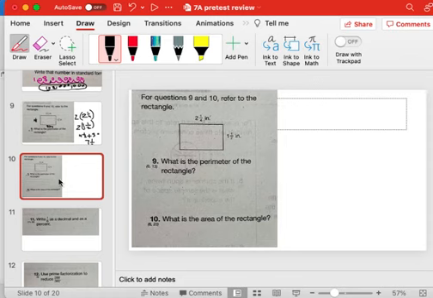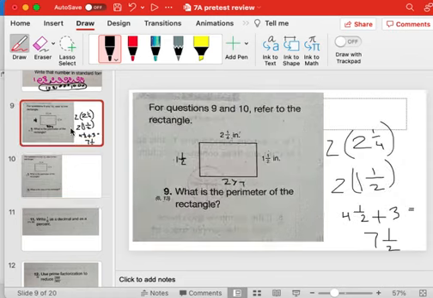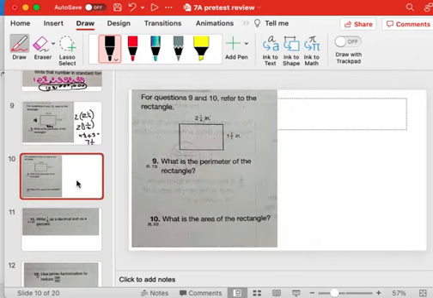Okay. The perimeter. So basically, what is the area? Okay, so let's go back to our figure. What is the area now? We're doing number 10. What is the area? Now we're going to have to take 2 1/4 and 1 1/2 and multiply them together. Okay, so 2 1/4 and 1 1/2 multiplied together.